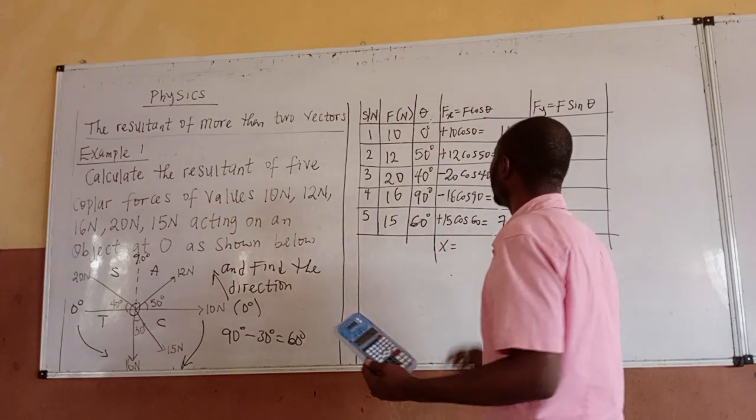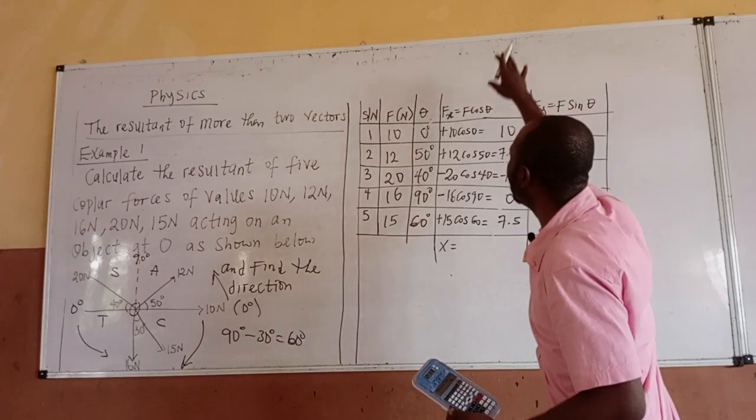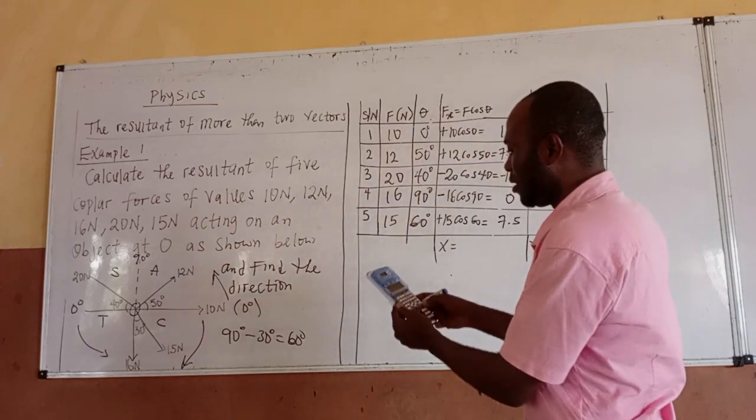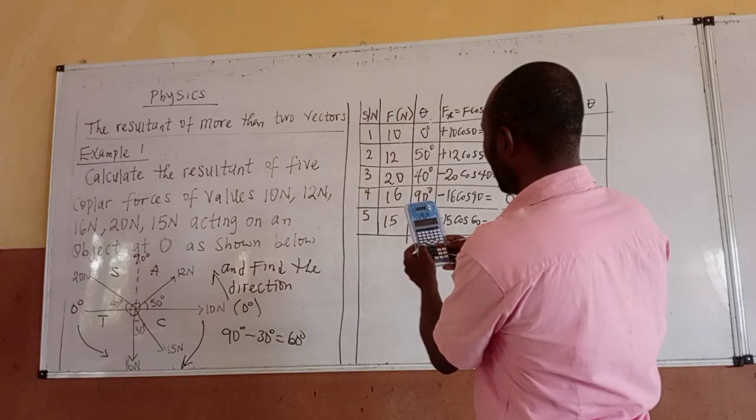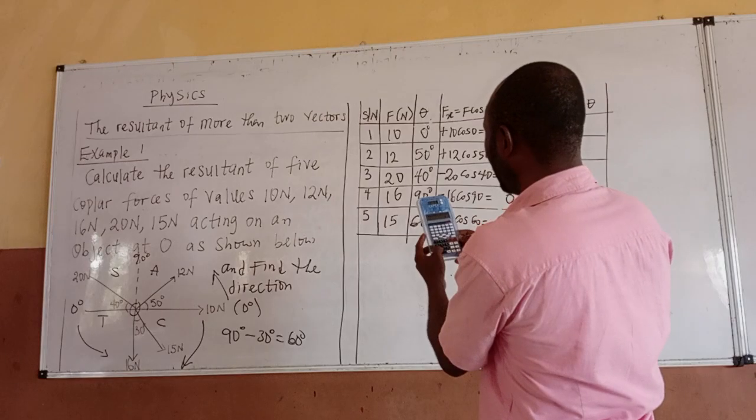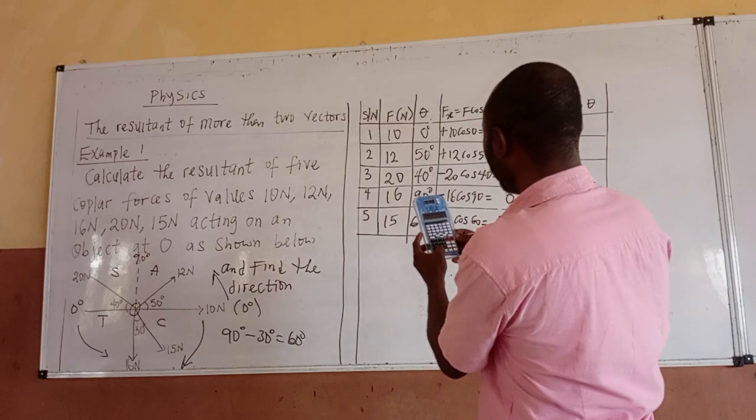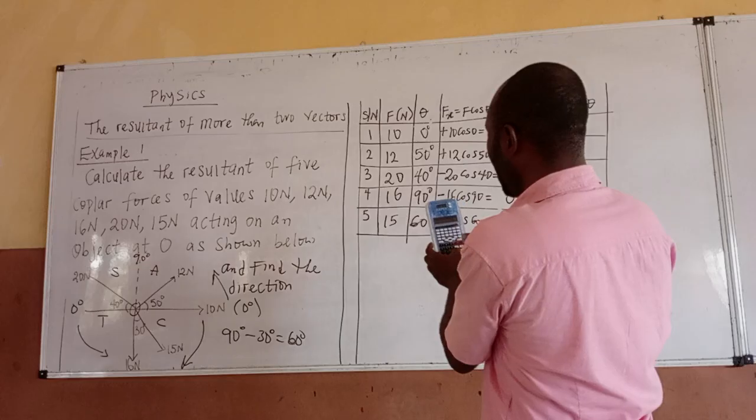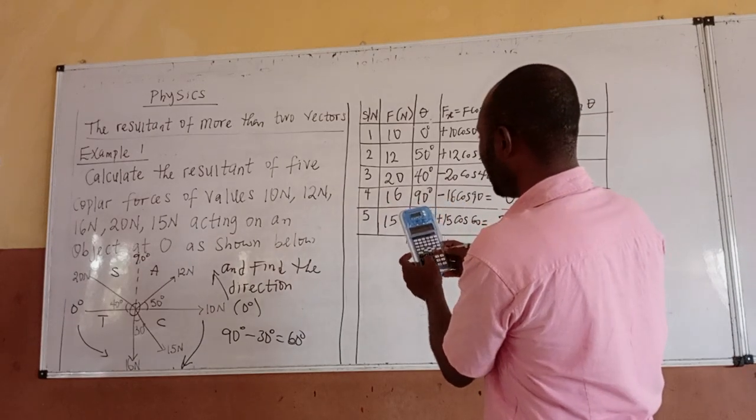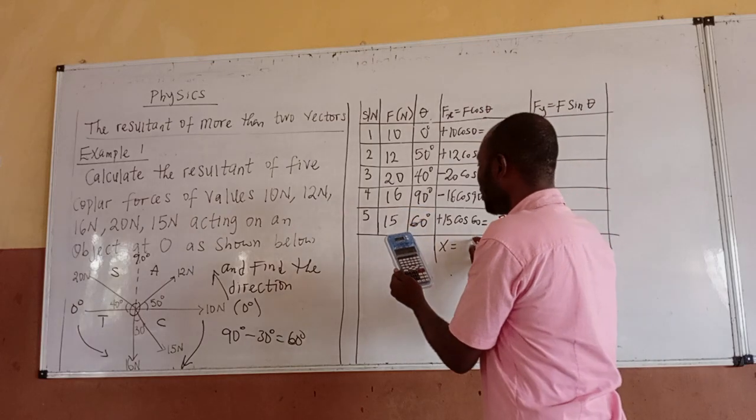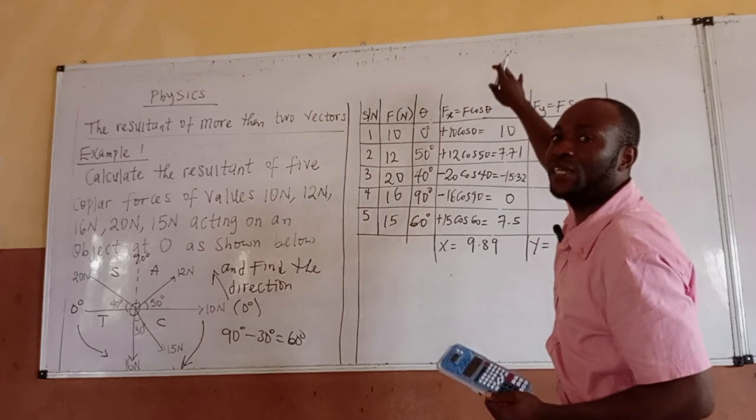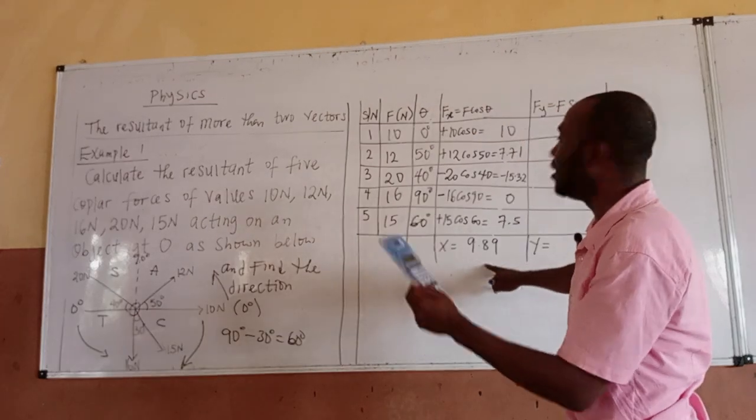Now for you to know the resultant of the horizontal component, you add all these together. You do 10 plus 7.71 plus minus 15.32, plus 0, whether you put it or not you are still correct, plus 7.5. That will give you 9.89. So the resultant of the horizontal component is 9.89.